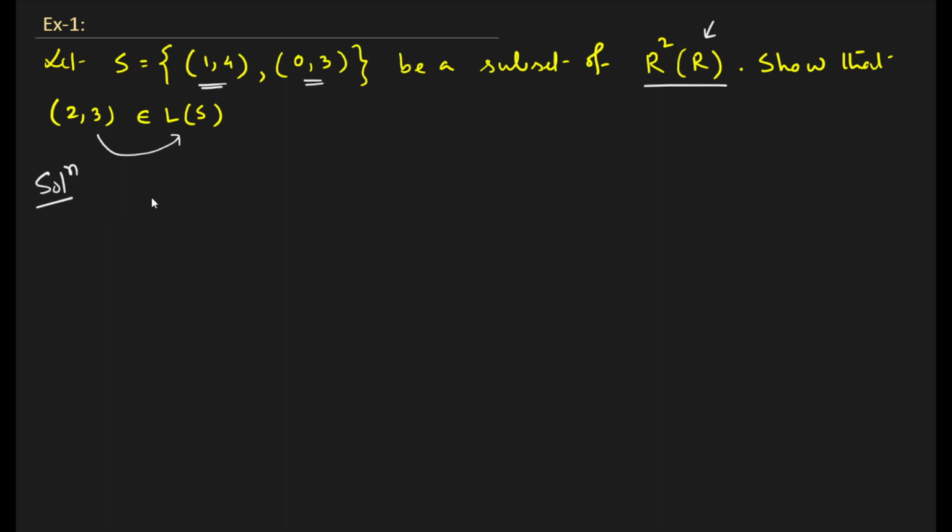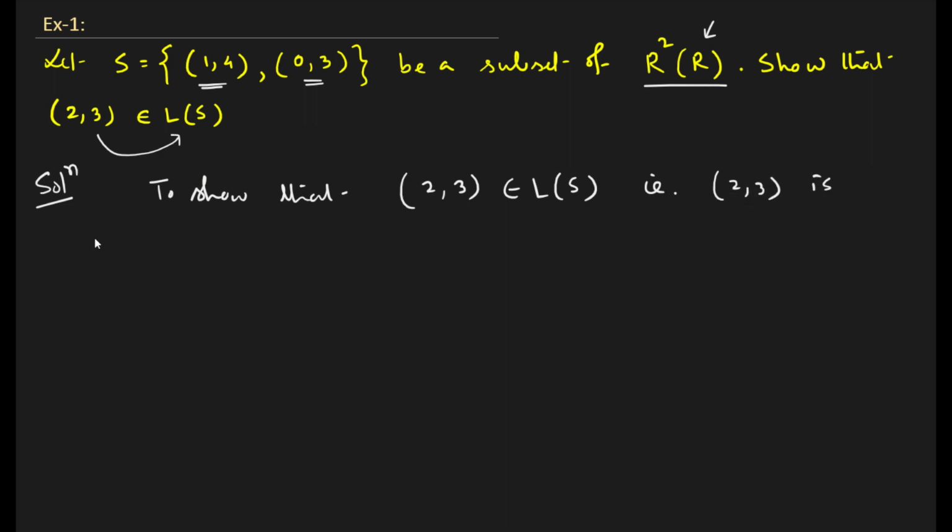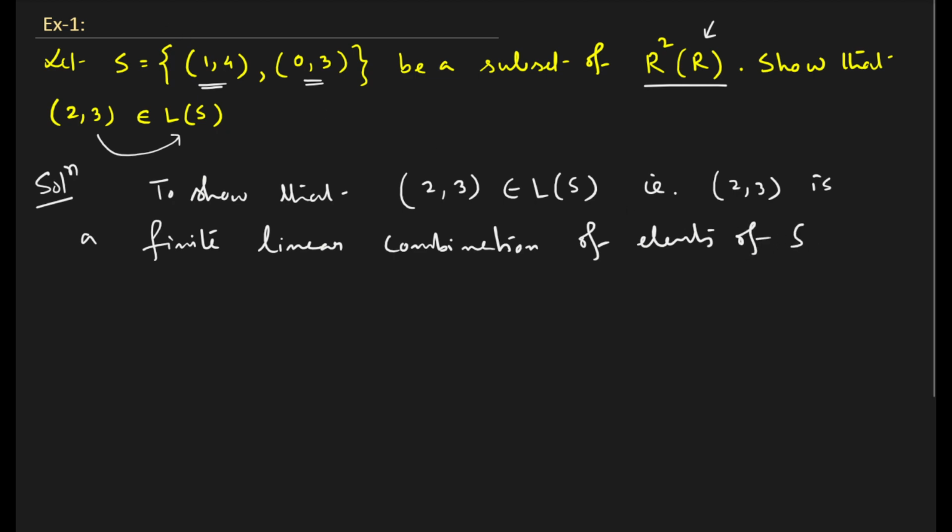So to show that (2,3) belongs to L of S, that is (2,3) is a finite linear combination of elements of S. Okay, so there should be a finite linear combination of elements of S.